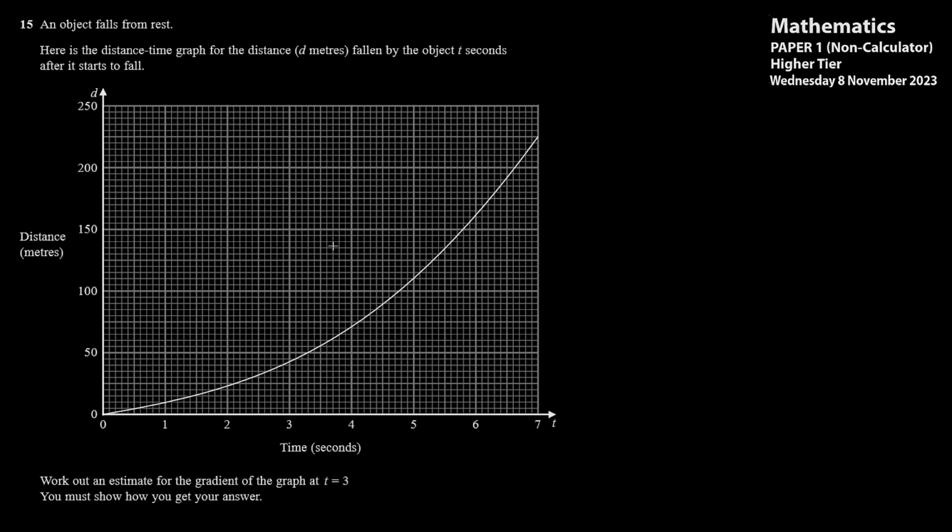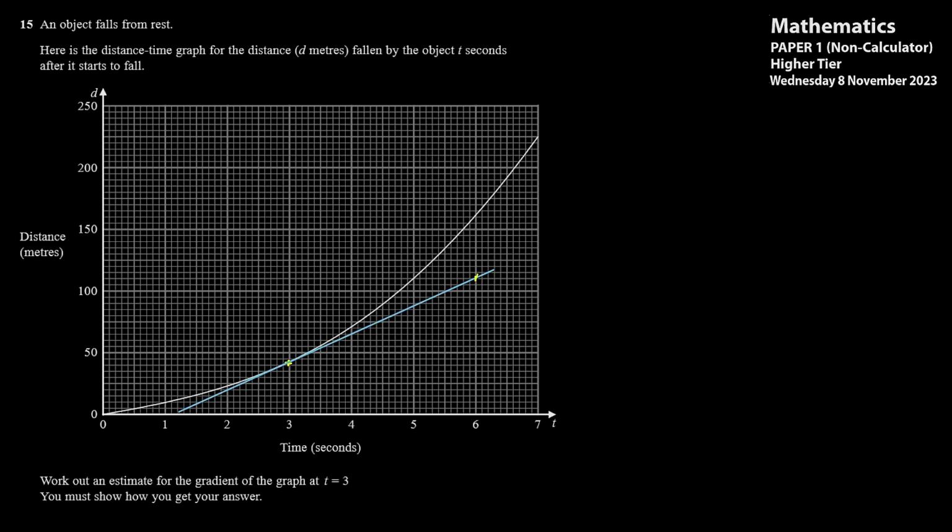Question 15, we've got an object falling, and this is a plot of its distance as it falls, plotted against time in seconds. And we're asked to find an estimate for the gradient of the graph at t equals 3, which is here. So what we've got to do is offer up a tangent to that point as best we can with a ruler, and then work out the rise and the run, the gradient of that line.